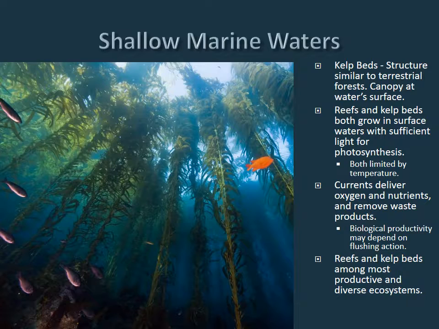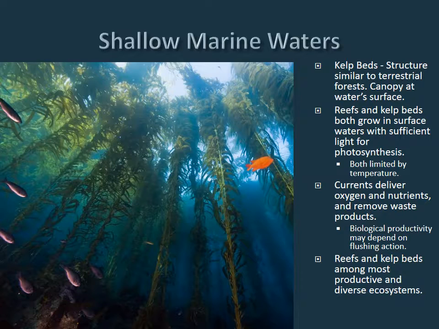One really important ecosystem within the shallow marine waters are the kelp beds. Kelp beds have a structure similar to terrestrial forests, so forests on land, in that they have a sort of canopy up near the top that gets more sunlight, and then shadier, cooler areas near the bottom. Reefs and kelp beds both grow in surface waters with sufficient light for photosynthesis, so they need a certain amount of light, and that's why they only grow in shallow marine waters. They're both also limited by temperature, so they need warmer, sunnier water to grow.